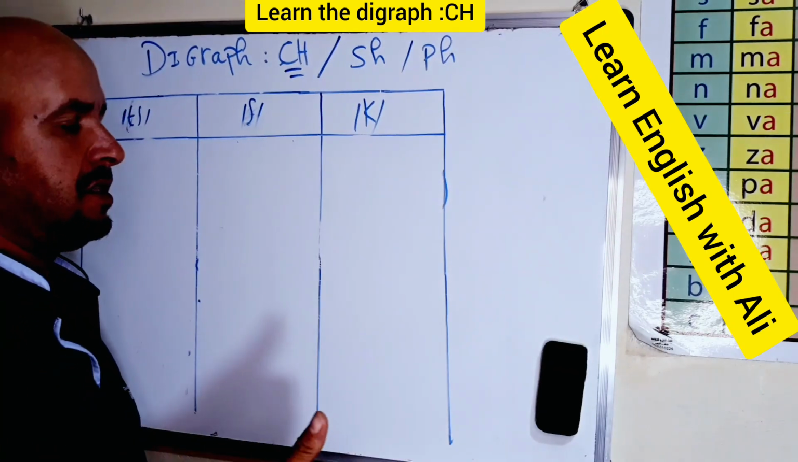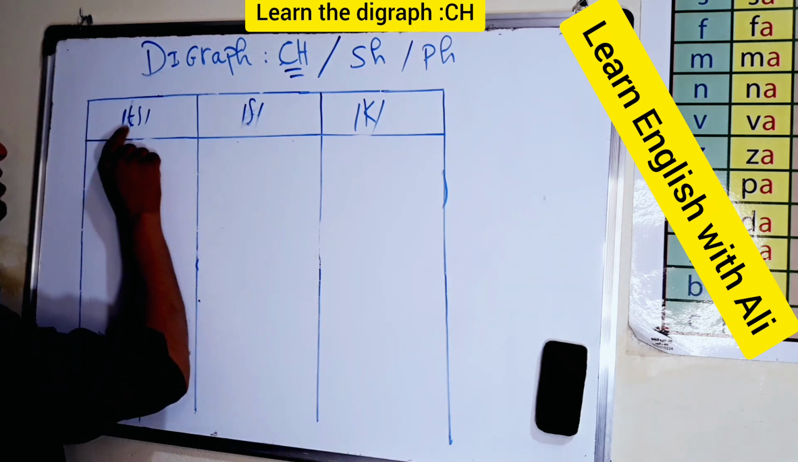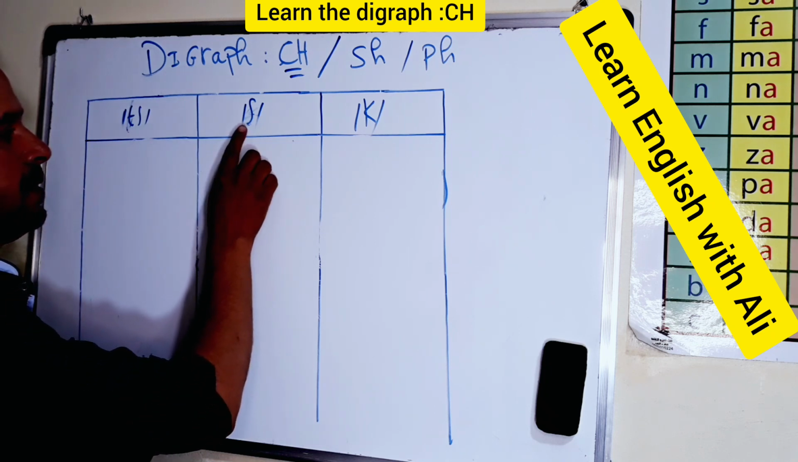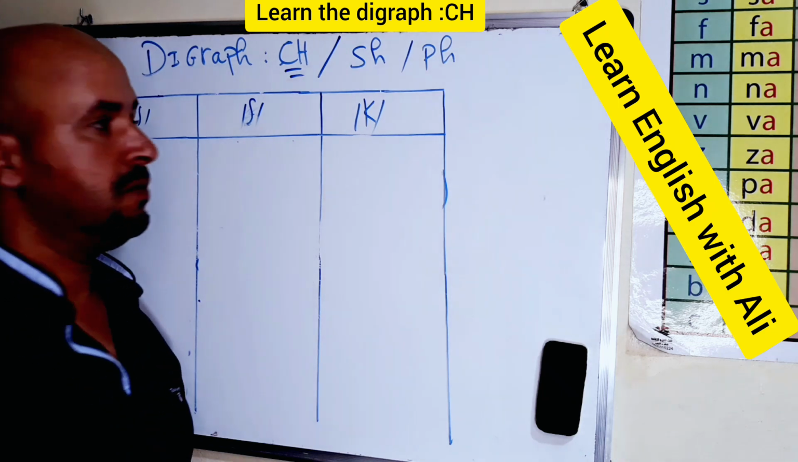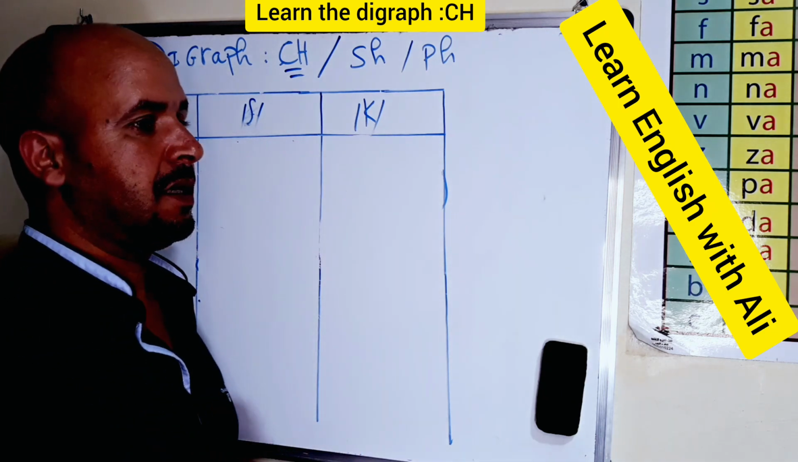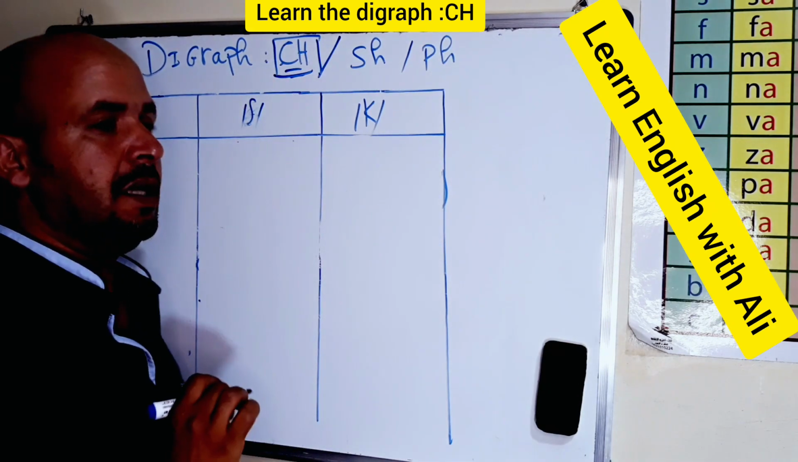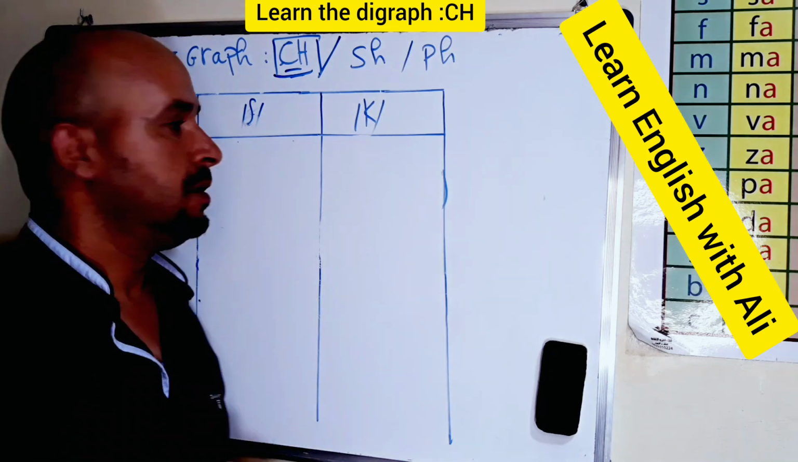The first one is the sound ch, ch, ch. The second one is sh, sh. The third one is k, k. So CH is pronounced in three different ways.